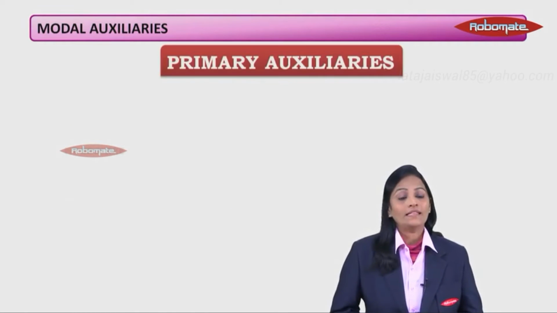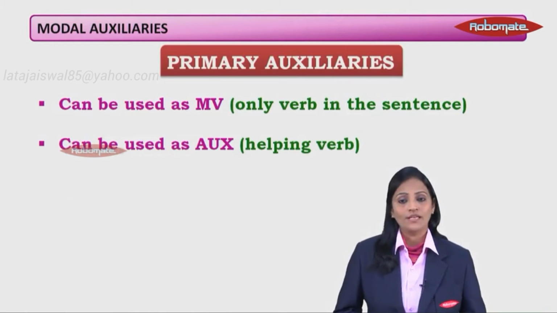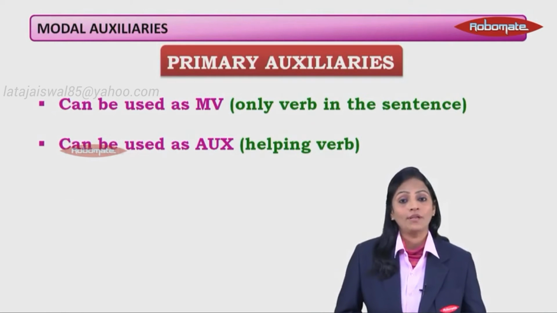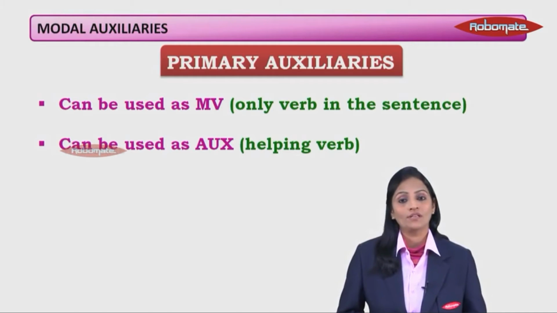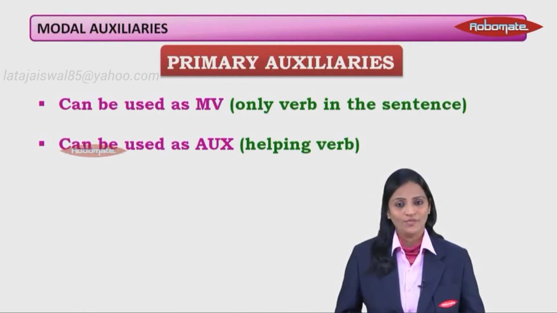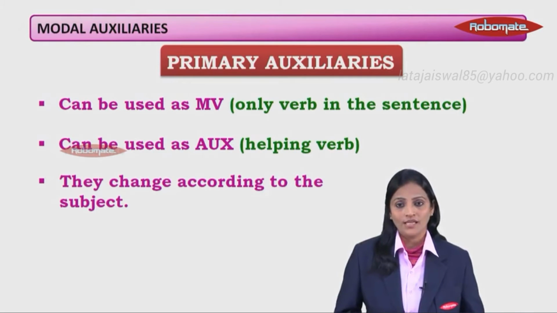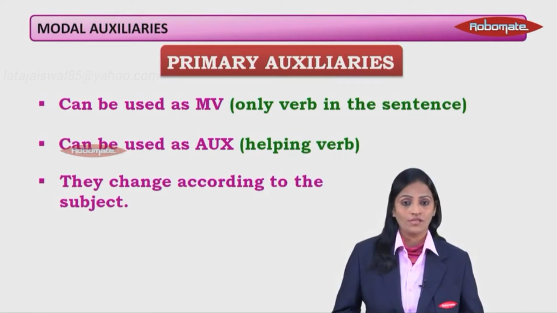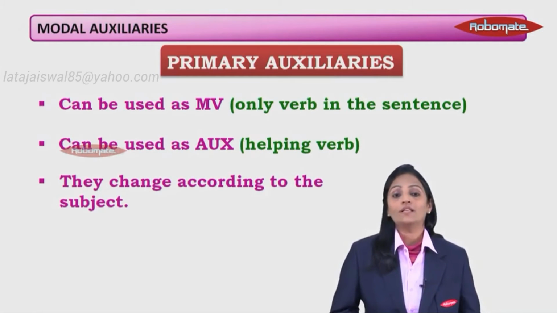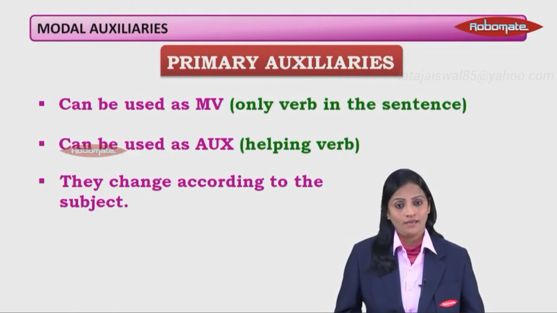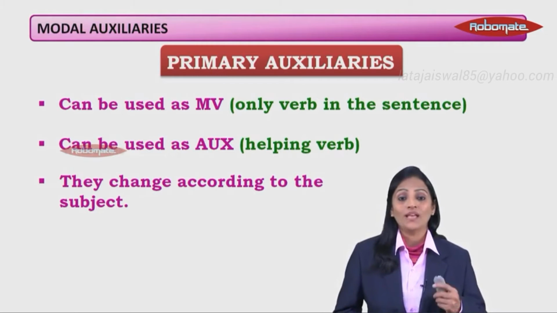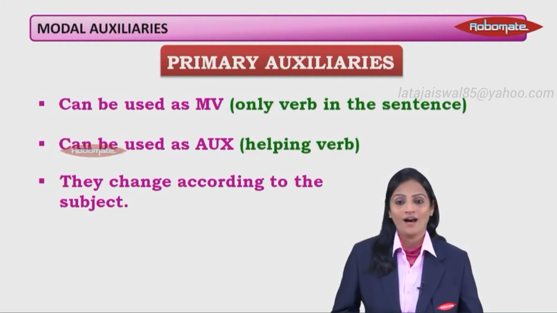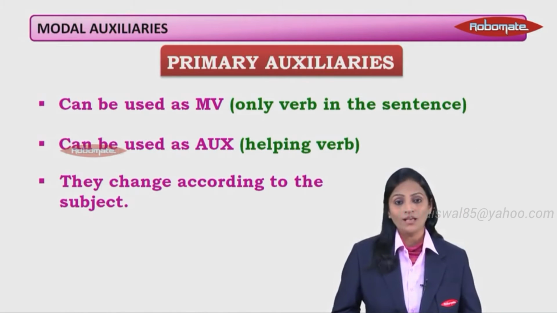Now, let's look at some of the examples of primary auxiliaries and the meaning. We said that primary auxiliaries can be used as the main verb, the only verb in the sentence, and primary auxiliaries can be used also as auxiliary verbs. But another important thing, they change according to the subject. The primary auxiliaries change according to the subject. What do we mean by that? For example, if I say Salman is playing, but if I say Salman and Sachin, then I will say are playing. So the is changes to are. So they change according to the subject.